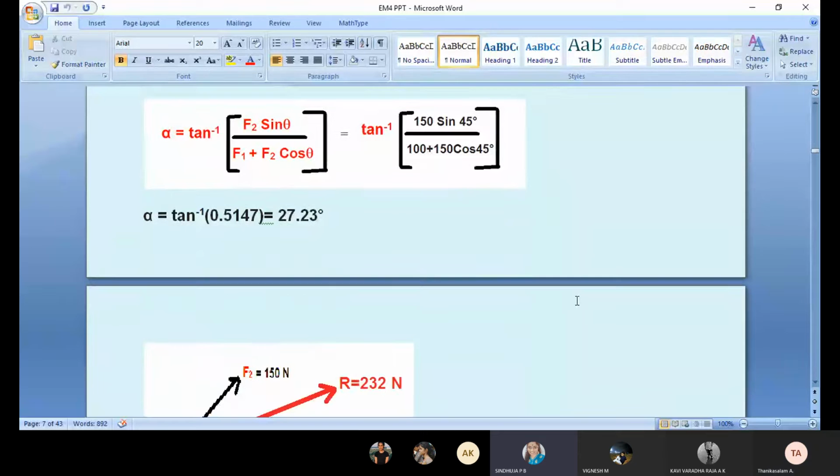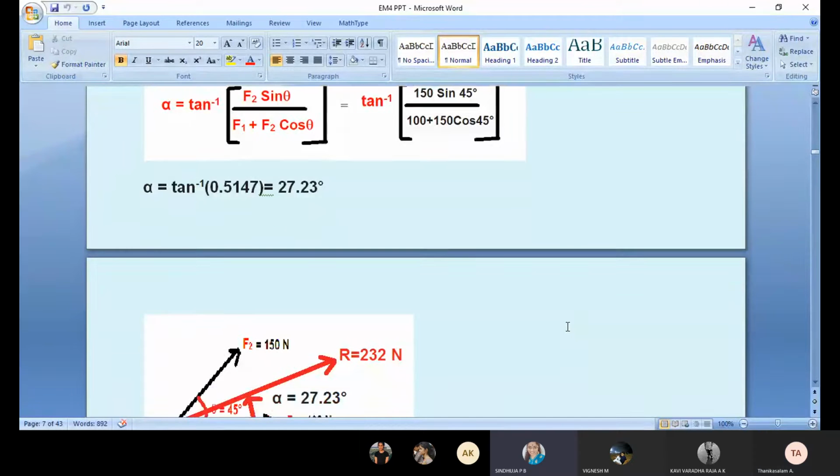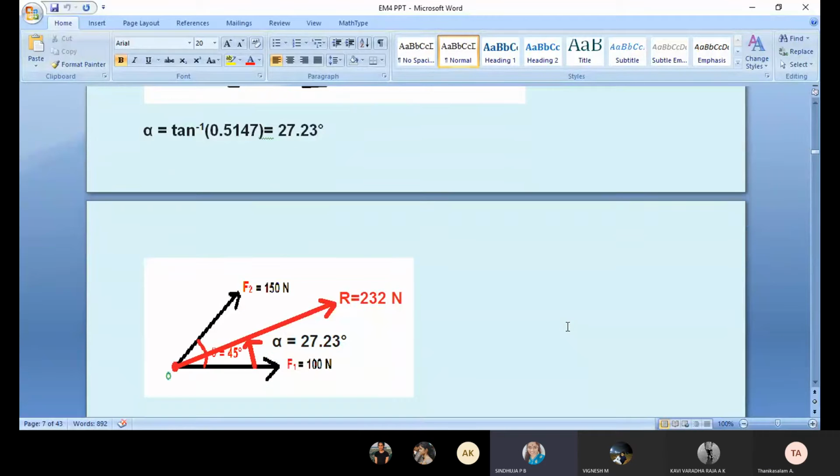Then we should find the angle. Angle is equal to tan inverse of F2 sin theta by F1 plus F2 cos theta. F2 means 150, sin theta means sin 45 degree, divided by 100 plus 150 cos 45 degree. Then alpha is equal to tan inverse of 0.5147, which means 27.23 degrees is the value of the angle.